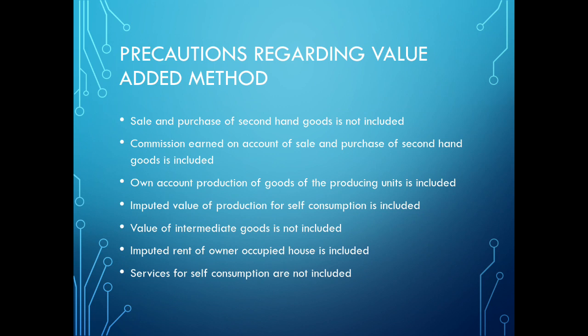Last, services for self consumption are not included. This is a very important point. The production of goods for self consumption is included, but services for self consumption are not included while calculating national income. The reason is simple. The goods production can be valued in the market, but the services for self consumption, their value cannot be calculated, like the services of mother at our house.